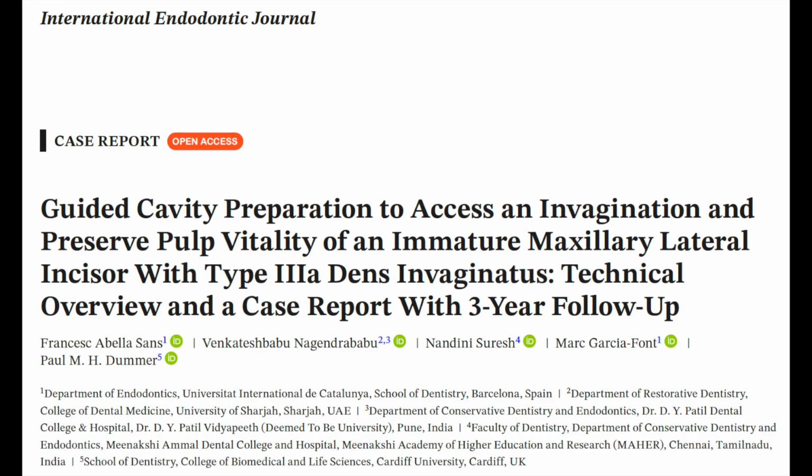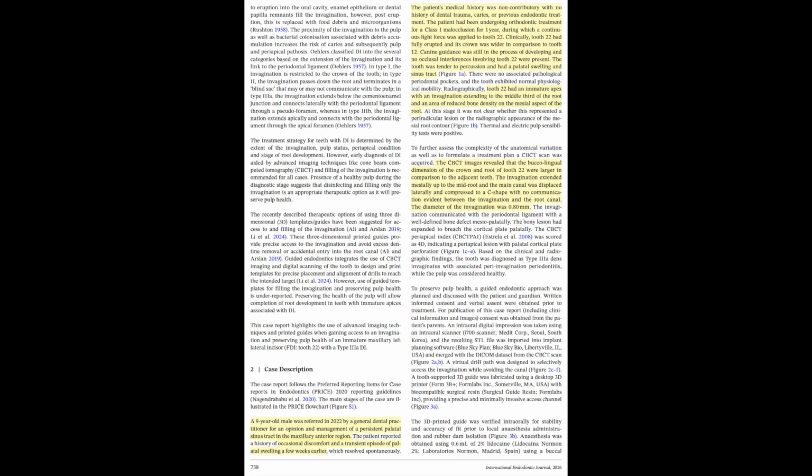Pathologically, the invagination creates an enamel-lined pseudocanal that is often insufficient, posing risk of caries and pulp or periapical pathosis due to the close proximity of bacteria to the pulp. The Oehlers classification system characterized dens invaginatus based on the degree of invagination and its relationship with the periodontal ligament, with type 3A being notable for extending below the cemento-enamel junction and connecting laterally to the periodontal ligament through a pseudoforamen.